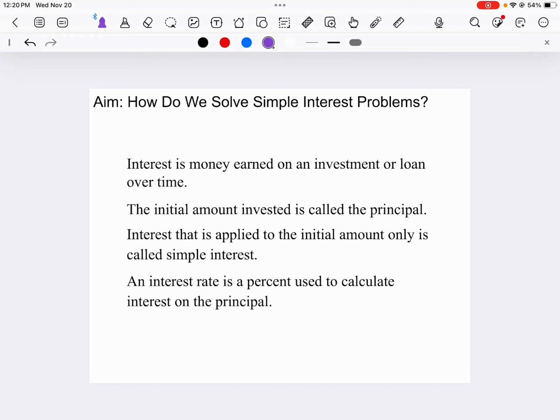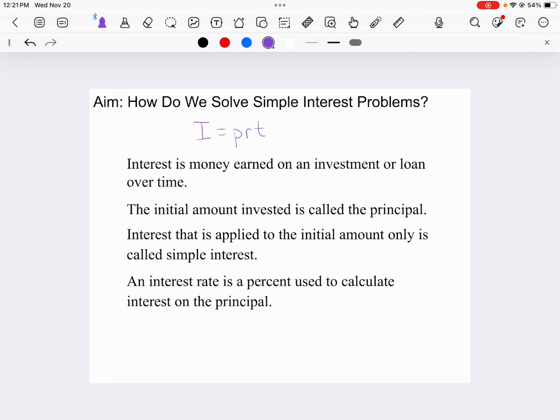This lesson is going to focus on simple interest problems. Simple interest, there's a key formula we have to know. Our formula is going to be I equals PRT. Interest is money earned on an investment or money that's going to have to be paid back in addition to a loan over a certain amount of time.